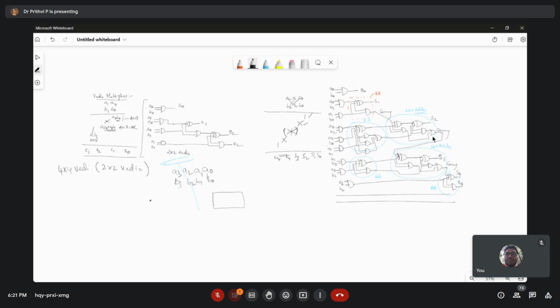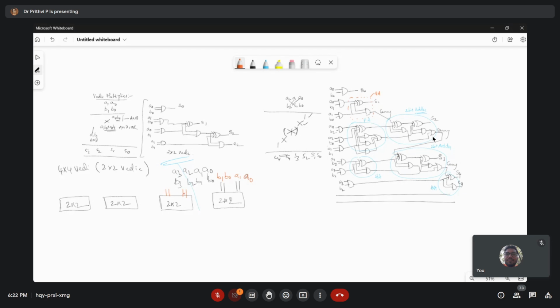So instead, I can take a 2x2 Vedic multiplier, and I'll use four 2x2 multipliers. I'll mention what bits will be taken. Four 2x2. Now, the first 2 bits here I take are A0, A1, B0, B1, or else I'll take another color. Let me take this color. A0, A1, B0, B1.